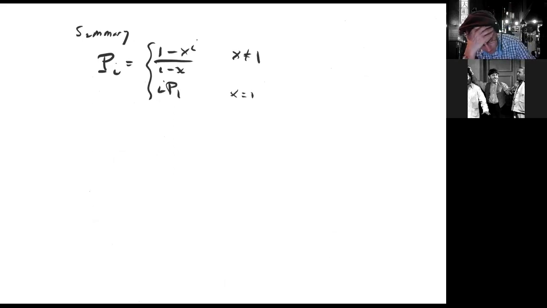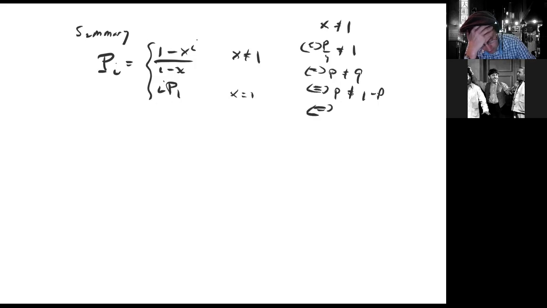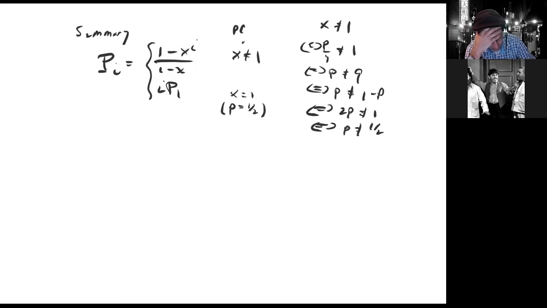Now, let me point out, what does it mean for x to be equal to 1? So x not equal to 1 means that p over q is not equal to 1, which means that p is not equal to q, which means that p is not equal to 1 minus p, which means that 2p is not equal to 1, which means that p is not a half. So this case really means p is a half, and this means that p is not a half.